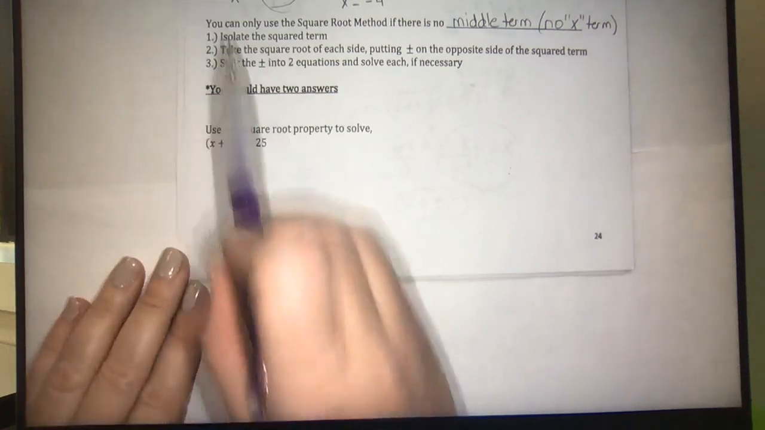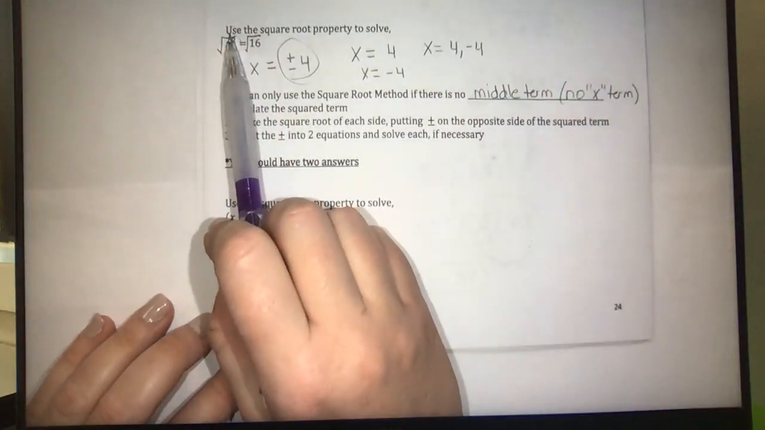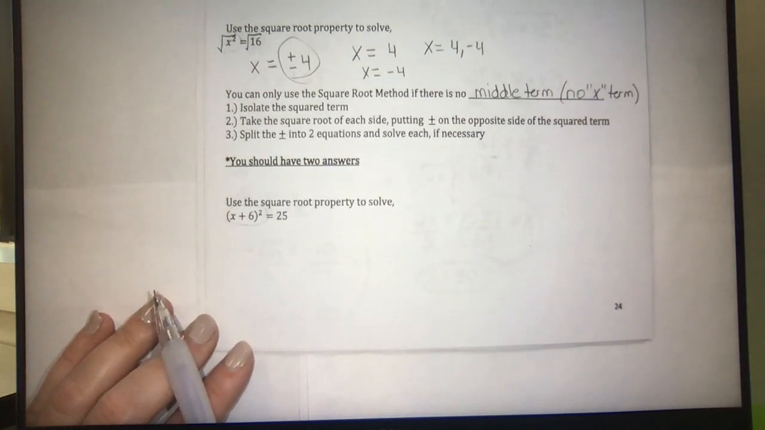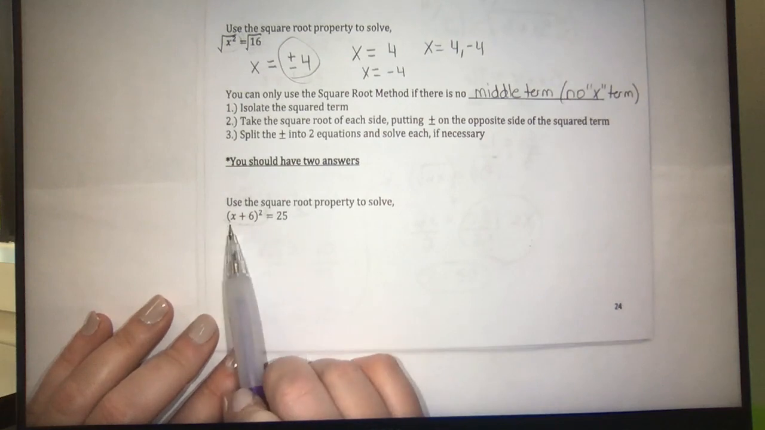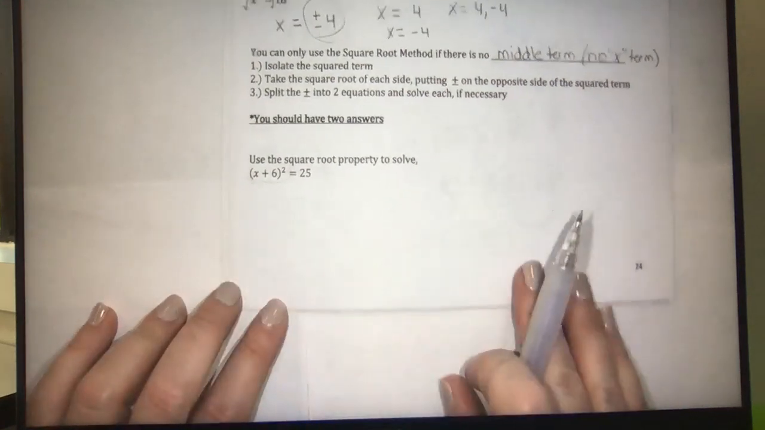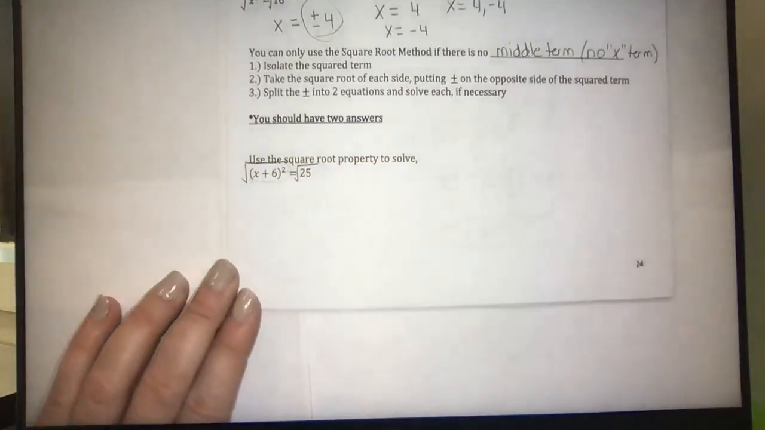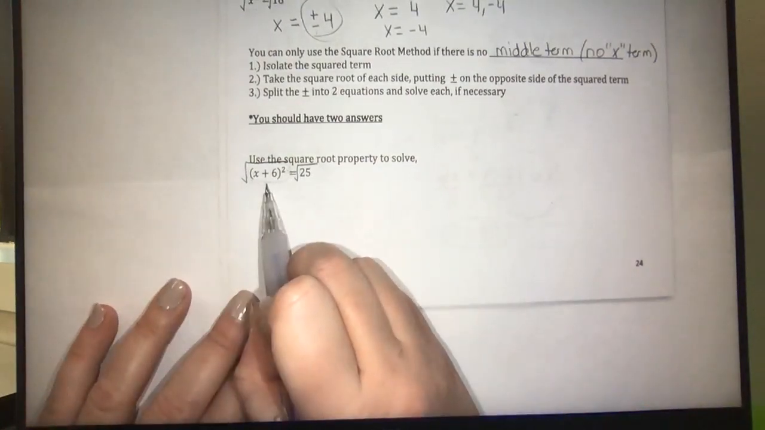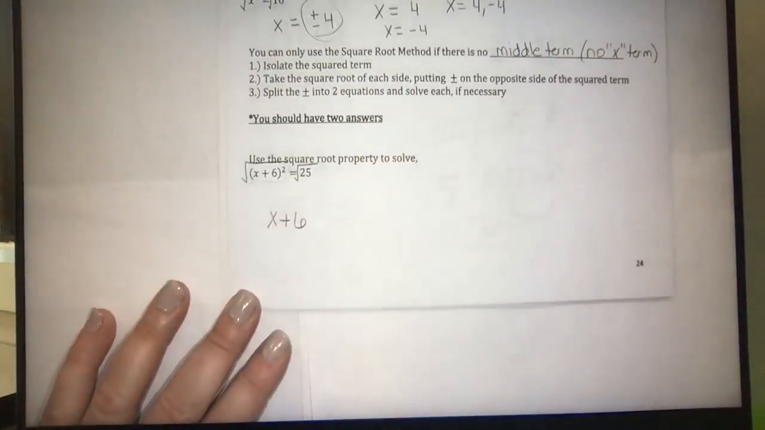So sometimes your squared term is as simple as an x squared. Sometimes it's a binomial squared. So I do have a squared term. He's isolated, he's all by himself. So I'm going to jump right in and take the square root of each side. Okay, my squared term just happened to be a binomial, but he's still a squared term. When I take the square root of a squared term, it gets super easy and goes down to x plus 6.